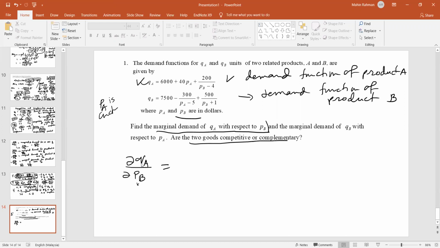So you have to differentiate the demand function for product A with respect to price of product B. When we are differentiating with respect to price of product B, that means PA, the price of product A, is constant. If PA is constant, the derivative of this one is 0. The derivative of 40 PA also will be 0 because PA is constant. Only we have to differentiate this one.